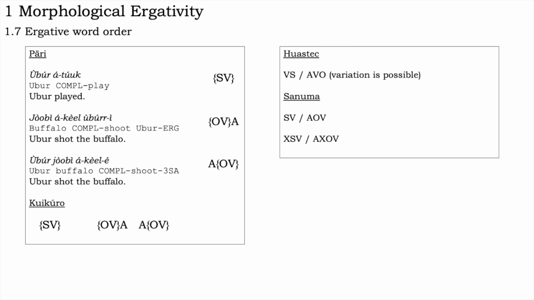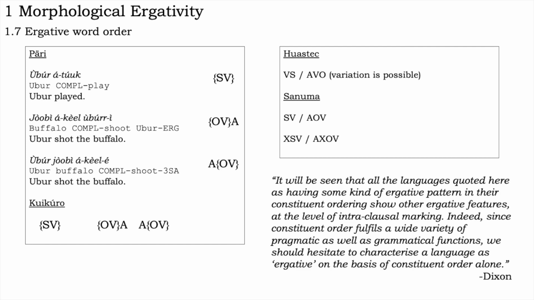Finally, a warning from Dixon about determining ergativity purely from word ordering. "It will be seen that all the languages quoted here as having some kind of ergative pattern in their constituent ordering show other ergative features at the level of intraclausal marking. Indeed, since constituent order fulfills a wide variety of pragmatic as well as grammatical functions, we should hesitate to characterize a language as ergative on the basis of constituent order alone."